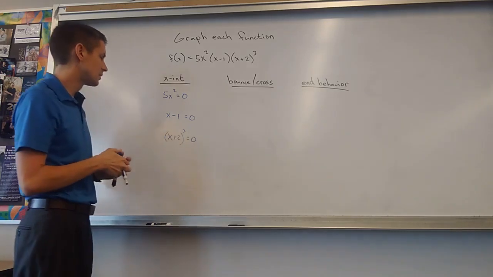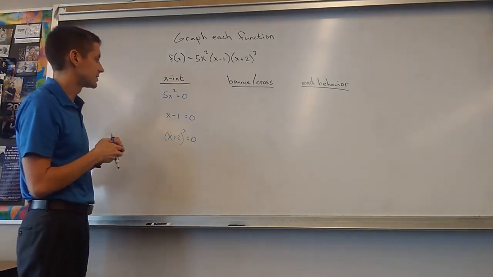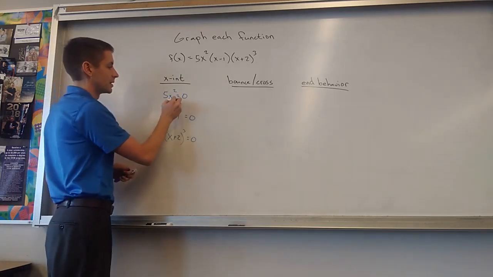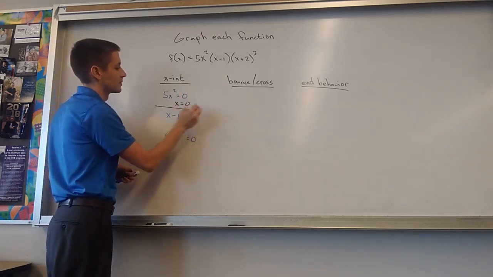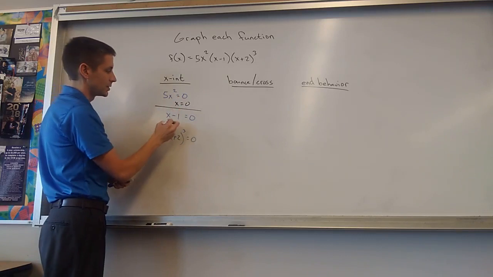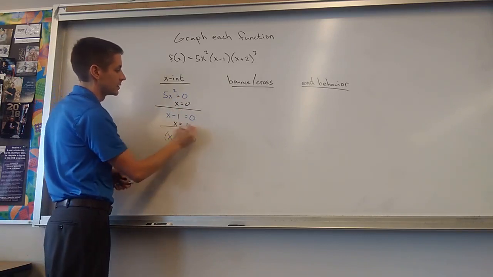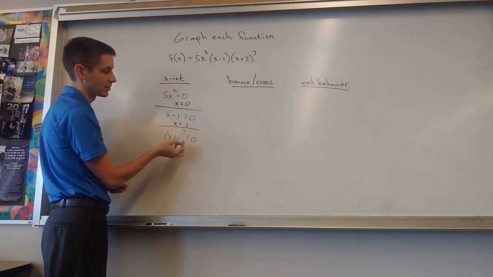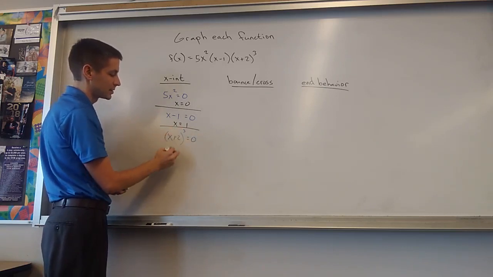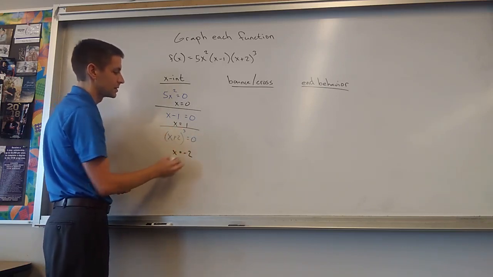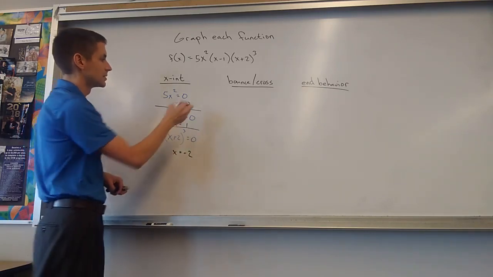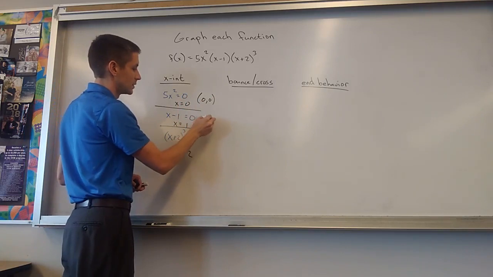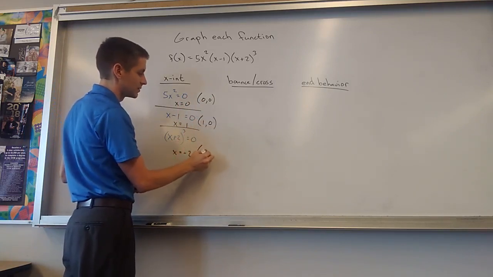Well, in solving any of these, this first one, if I divide off the 5 and square root it, I'm going to get x equals 0. Second one, I just add the 1 over, I get x is equal to 1. And then the third one, I can get rid of the third power by taking the third root, and then subtract the 2 over, I get x equals negative 2. So then those intercepts, I could say, are at (0, 0), (1, 0), and at (negative 2, 0).